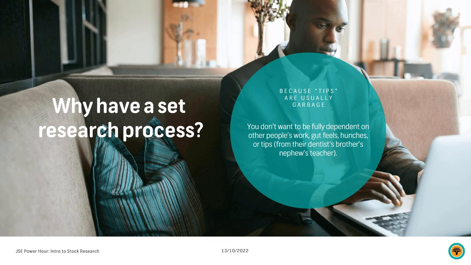And it will result in you being paranoid around your choice. You'll keep on checking your portfolio. I'm a daily portfolio checker, so I'm not judging anyone, but I think you have comfort in your investments when you are actually following a set research process and you're not just relying on pie in the sky ideas.